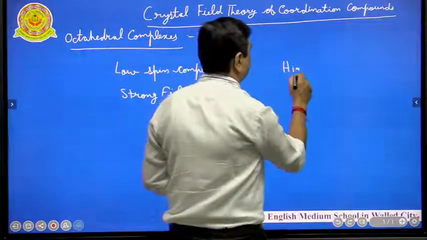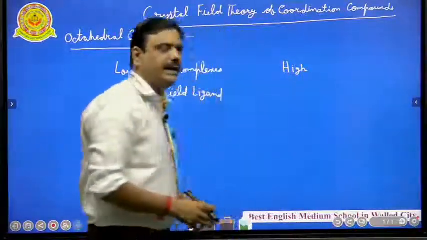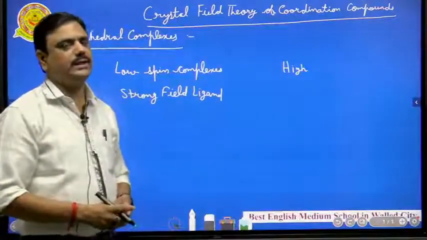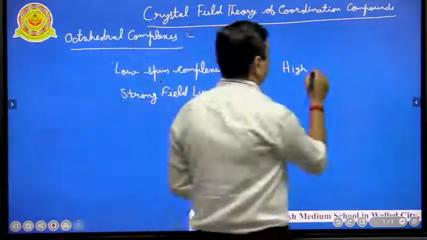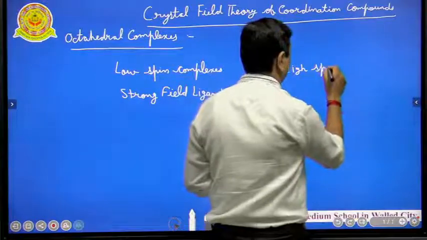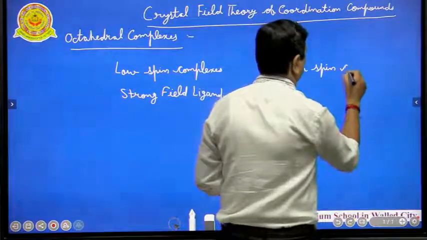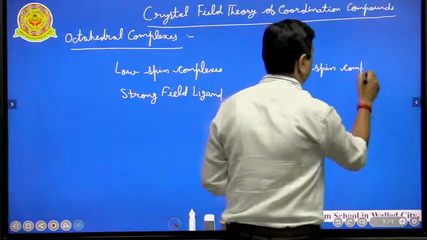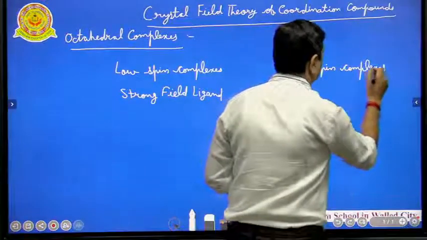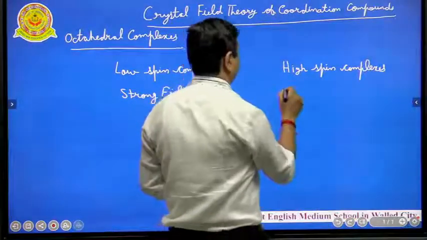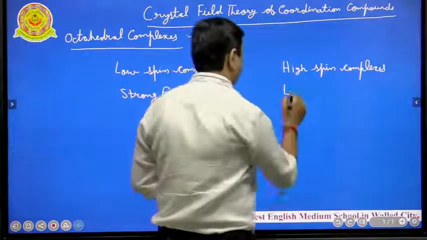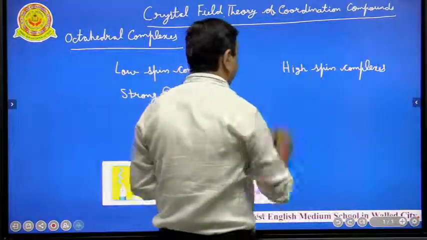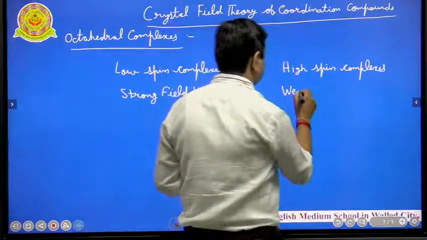and if pairing does not take place and the electron goes into the higher energy orbital, then it will be called high spin complexes, when a weak field ligand is there.